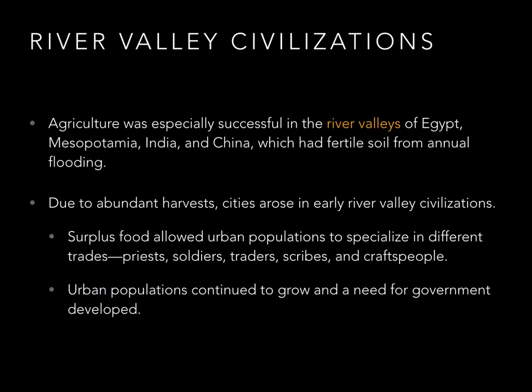The surplus food, the extra food that they could store in granaries, now allowed urban populations to specialize in different trades. So there could be priests and soldiers and traders. Not everybody had to go out and search for food every day. There was extra. These urban populations continued to grow, and then a need for government developed. You have more people, you have to have some rules.